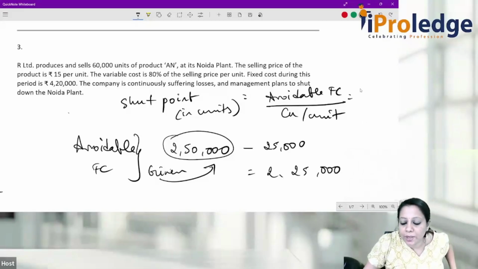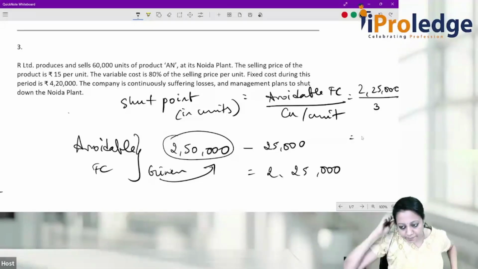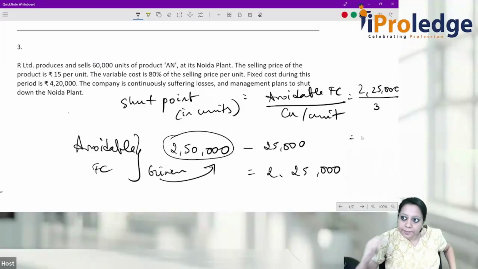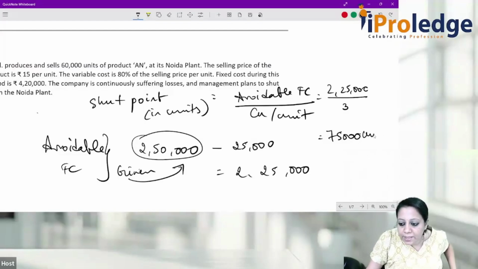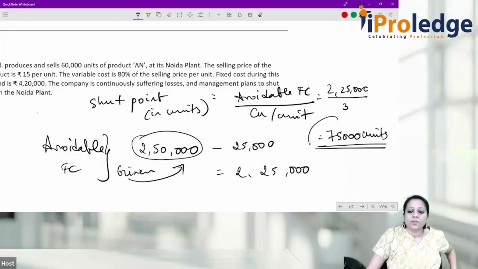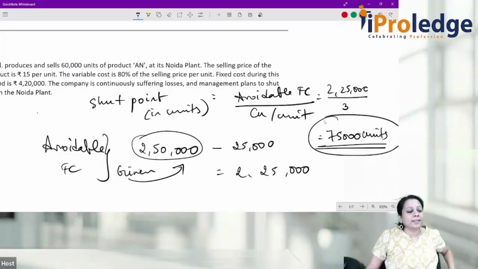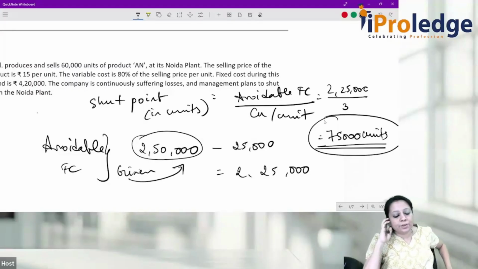So now when we substitute, what are we getting? 2,25,000 divided by 3, which is 75,000 units. So what is the meaning of it? If we are selling less than 75,000 units, we can shut down. That's all. Now, whether to shut down or not, we will find out the profit and then we will decide.